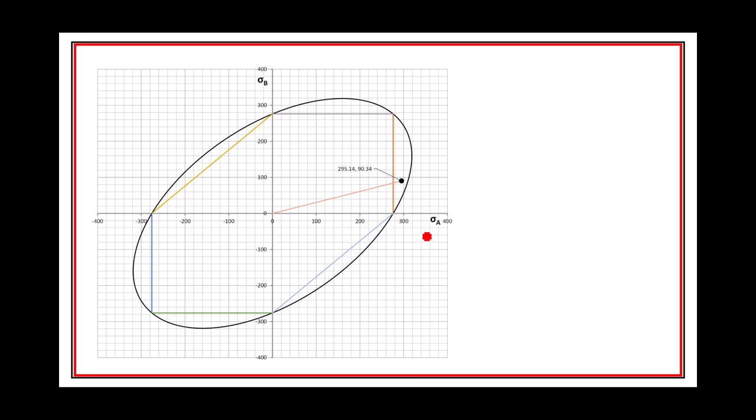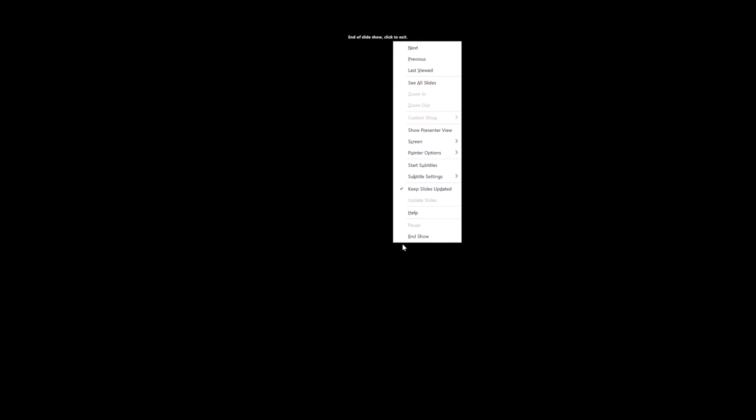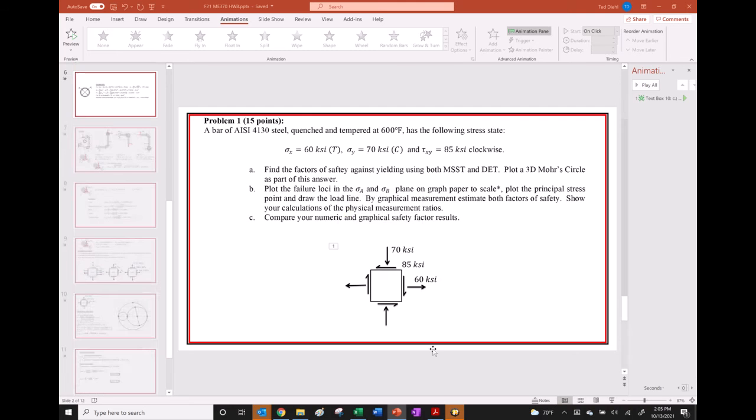And here's what it looks like plotted on a failure loci. And once again, I purposely made it fall short in between there, so it should be pretty close. You'll notice, though, that the distortion energy theory and the maximum shear stress theory are 12.7 apart from each other. All right, so we will discard all of that.